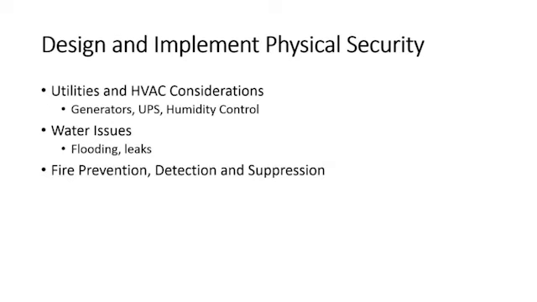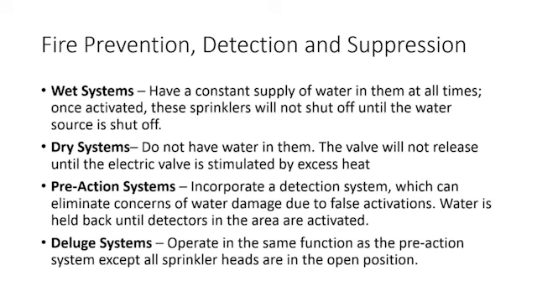And then the fire prevention, detection, and suppression. All right, we want good prevention, detection, and suppression. So let's take a look at some of these here for our fire prevention and suppression. You could have a wet system. Now, these are the little things that you see up in the ceiling, right? The little sprinkler heads that you may see.